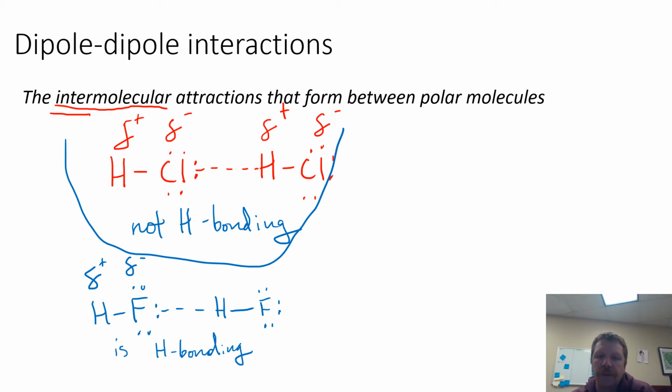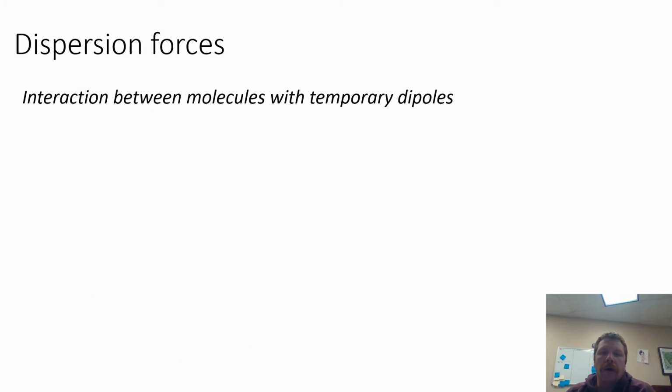Now, fluorine is so much more electronegative that it reaches that electronegativity threshold that is going to make HF, versus HCl, be involved in hydrogen bonding, whereas HCl is not. Okay, our last example of an intermolecular force is dispersion forces.